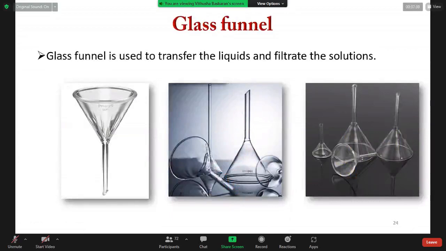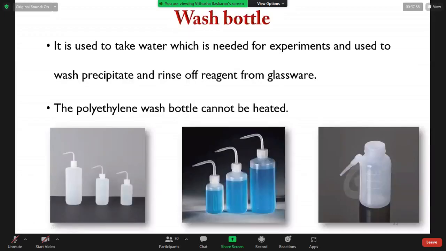And glass funnel, as you all know, is used to transfer liquids, and also it is used for the filtration of solutions. You can hold the filter paper in the mouth of the glass funnel, and you can use it for filtering purposes. Okay, the next one is the wash bottle.